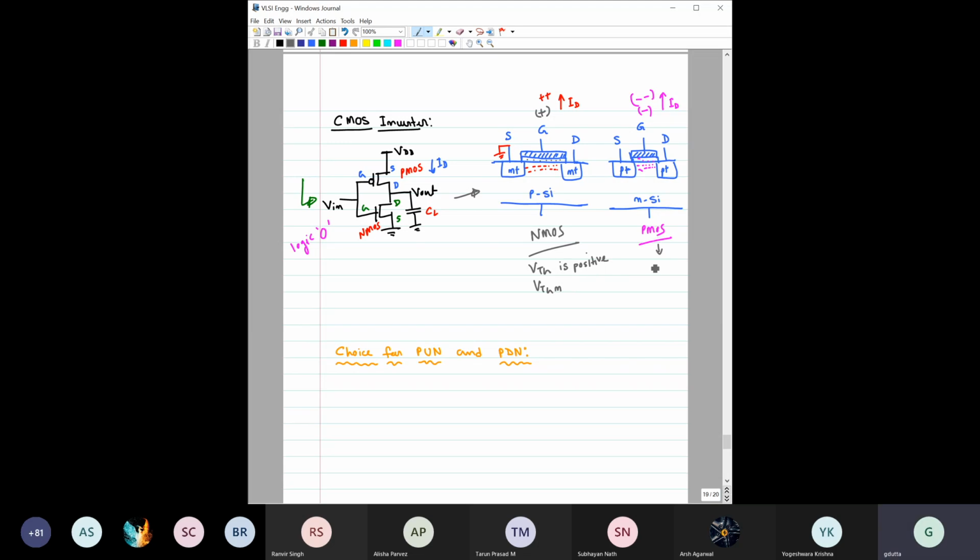And here the threshold voltage is negative, right? That is also quite clear. You have to apply obviously a negative voltage to attract the holes and create the channel, right? So it is negative, and we will represent it like this, VTHP for this p type.